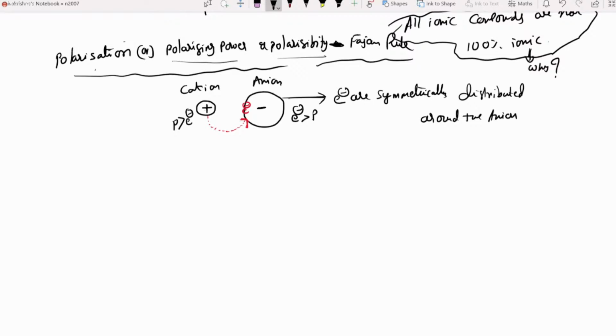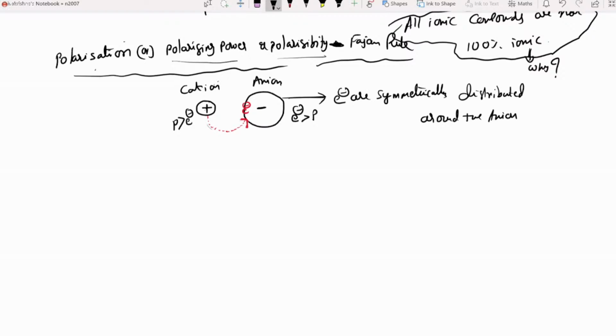Yes. What is hydration energy? Yes, I have to explain. To explain this one, I have to explain hydration energy. But meanwhile, I want to explain this point first. Cation, anion. This cation attracts anion.